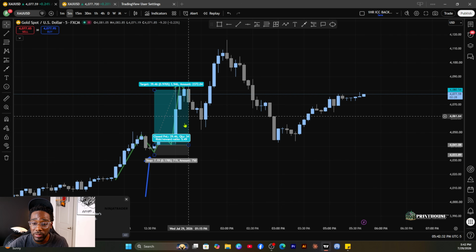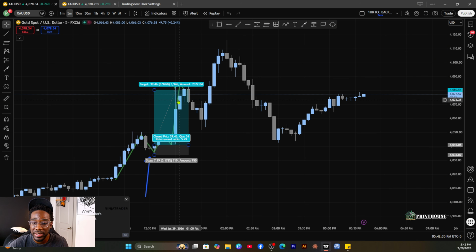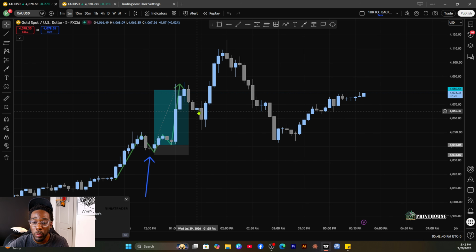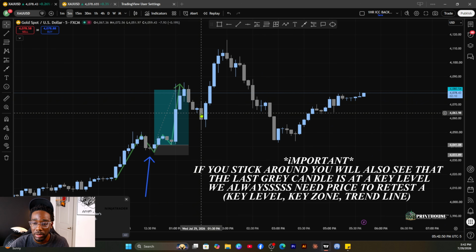The next move came, right? This was the impulse. This impulse came. It gave us a pullback, pullback, pullback. Now, why don't we take this trade? We don't take this trade because this trade didn't confirm that it wanted to keep going up, right?